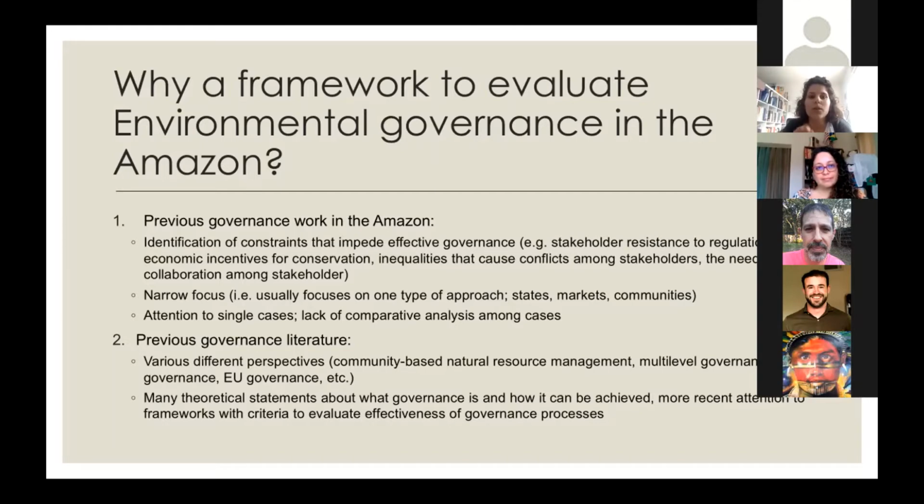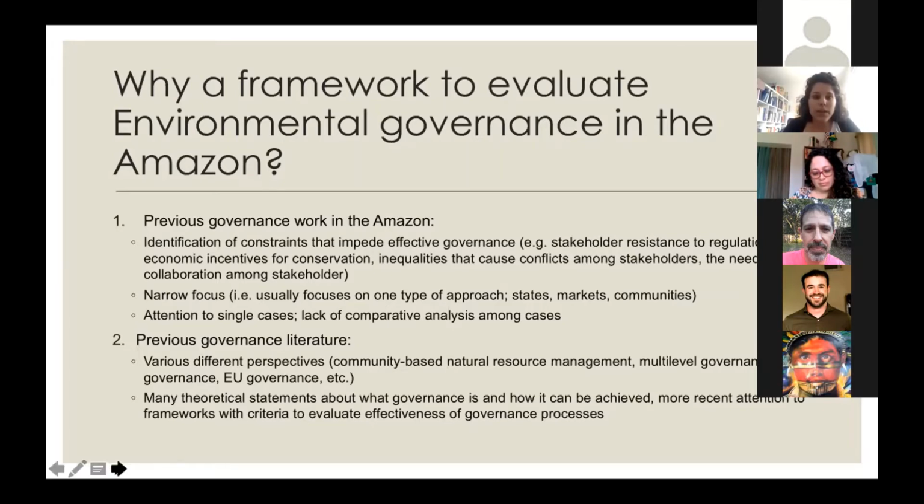And then secondly, more generally, when we think in terms of the environmental governance literature as a whole, we also notice that there is a lot of very well-developed governance literature that offers different perspectives on what governance is and how it should be achieved. And I'm sure that many of you here already know this kind of literature, such as community-based natural resource management, multi-level governance, global governance. But this literature does not treat the idea of governance in a more applied way. And it hasn't been until recently that we have found applied frameworks that attempt to evaluate the effectiveness of governance.